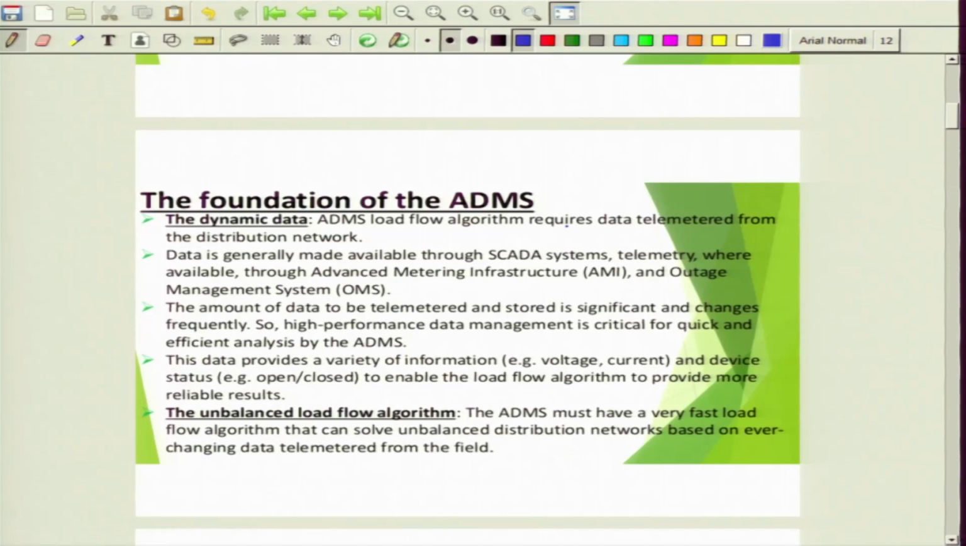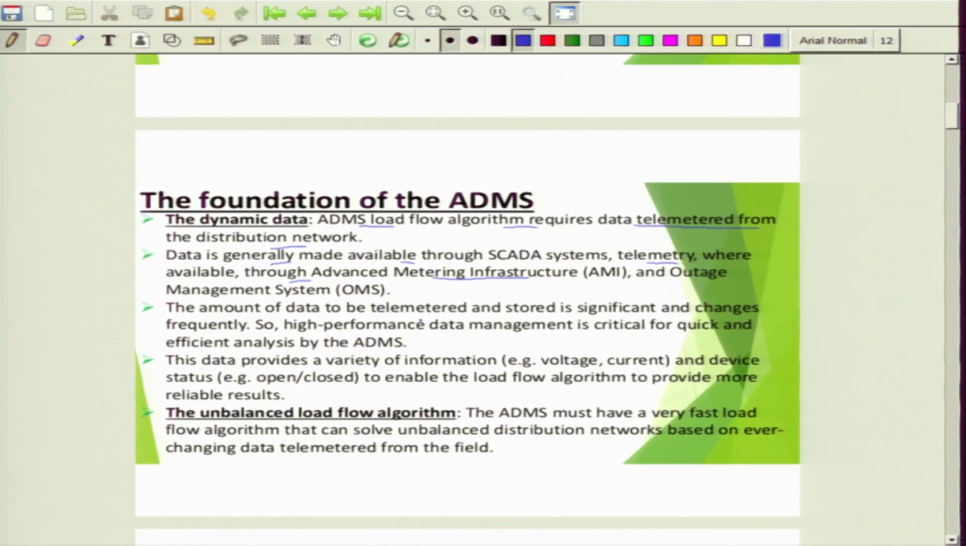Then the dynamic data: the ADMS load flow algorithm requires data telemetered from the distribution network. Data is generally made available through SCADA systems, telemetry, where available through advanced metering infrastructure, what we call AMI, and the outage management system. Because any part of the control, like SCADA, certainly requires data that comes through telemetry, and the control action takes place with the help of SCADA.